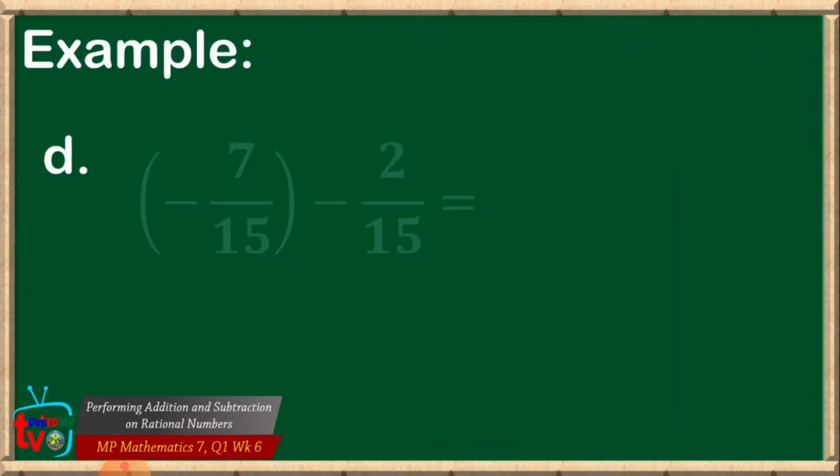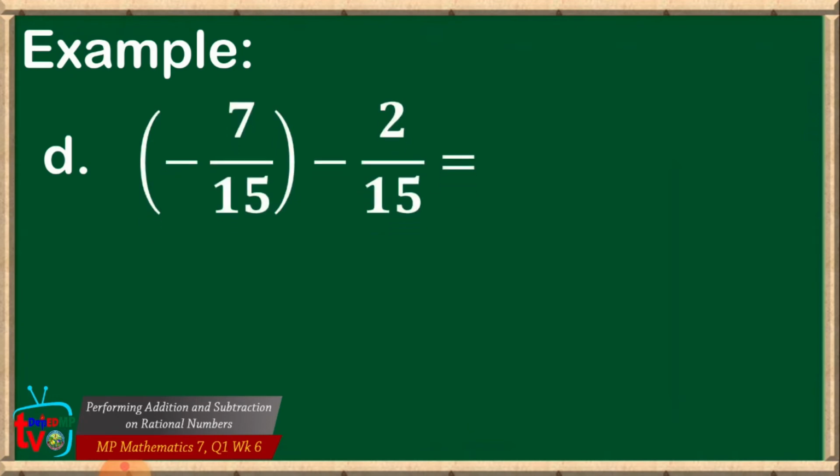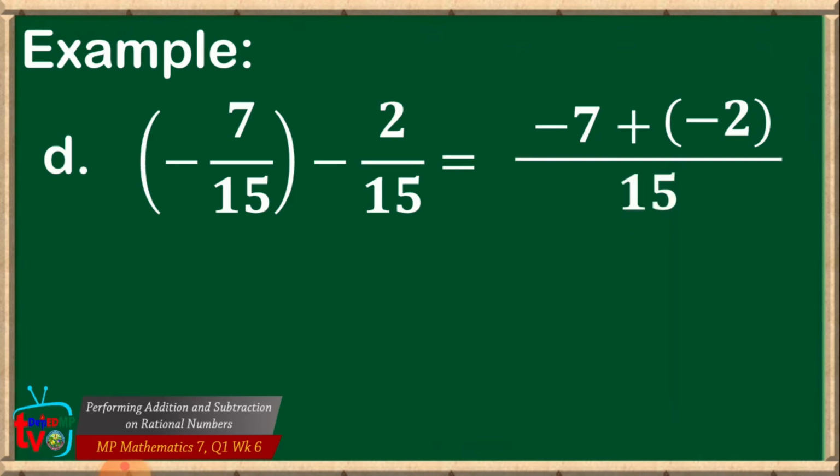Okay, example letter D. Negative 7 over 15 minus 2 over 15. Following the rules again in subtracting signed similar fractions, add the minuend's numerator and the opposite of the subtrahend's numerator. Carry the common denominator.